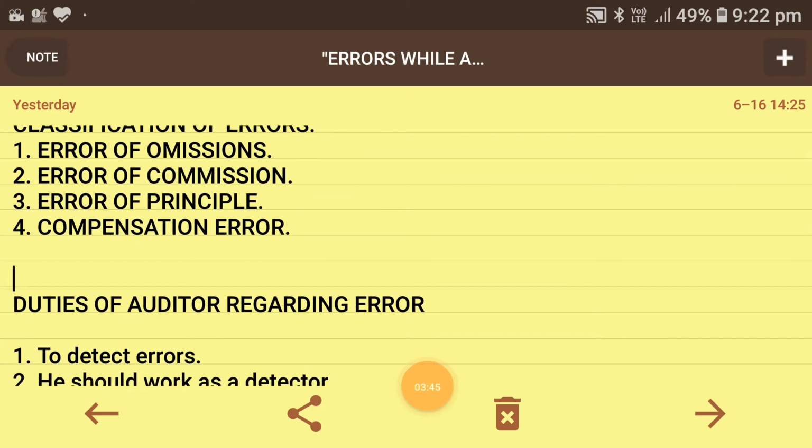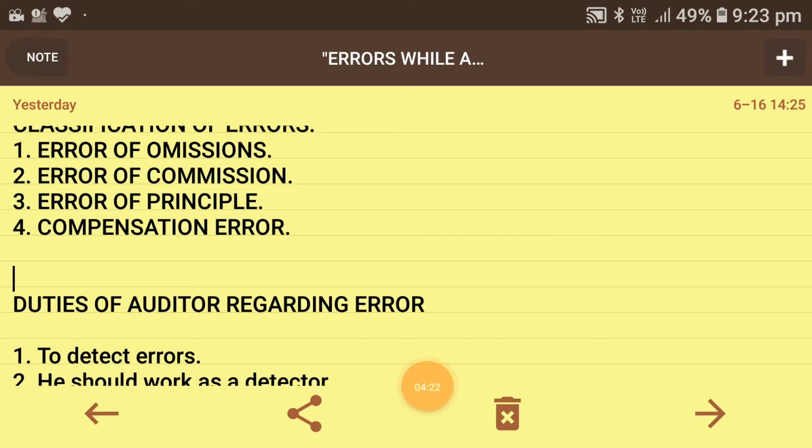Next is compensating error. There may be certain cases when the effect of an error is neutralized by another error, so that the error does not affect the trial balance and hence is not detected. For example, suppose we make a wrong entry of 10,000 on the debit side and again a wrong entry of 10,000 on the credit side. The trial balance will automatically tally, but the error is there. We are compensating the error on the debit side by making one more error on the credit side, so it is a compensating error.